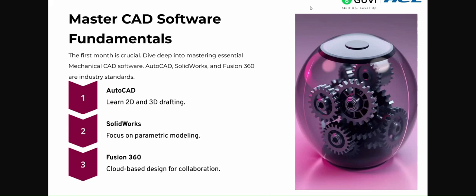There are many features like CAD, designing, surface modeling. Every software has that, but each software is used for a different purpose in the industry. For example, AutoCAD is mostly used for 2D and 3D drafting. Drafting is basically a plan, a drawing. And SolidWorks is mostly focused on parametric modeling.